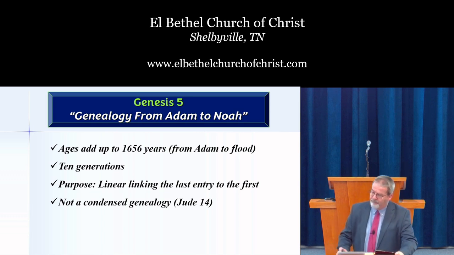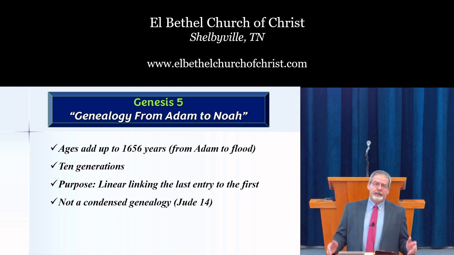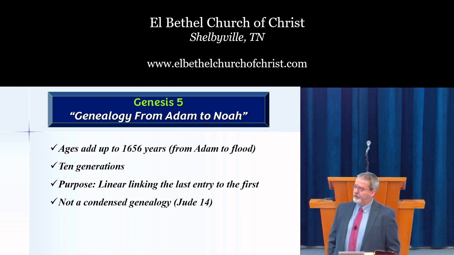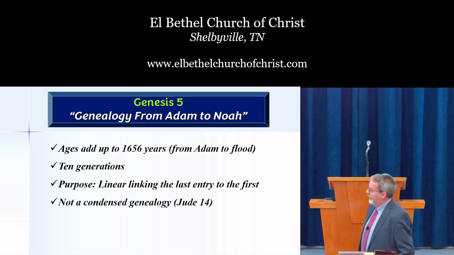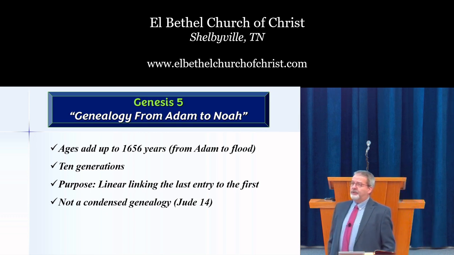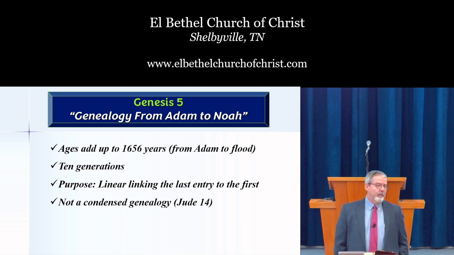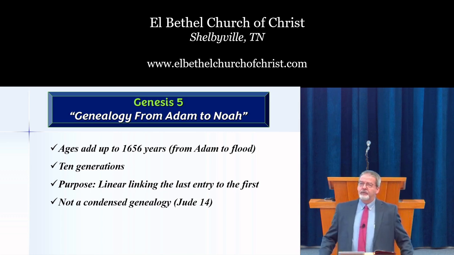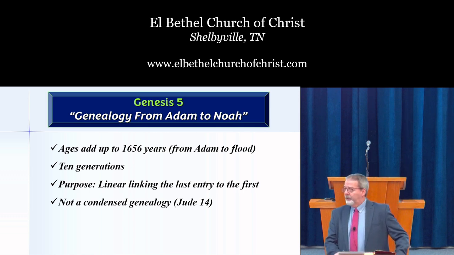Let's go to Genesis 5. I don't have an outline of Genesis 5 because it is a genealogy, and so I want to say several things about this genealogy. We're not going to read through every word of this. Hopefully you have read through Genesis 5. It's a very important chapter, though it's difficult at times to read because of the names, perhaps. The ages add up to 1656 years from Adam to the flood, and we'll say more in a moment about how we arrive at that. It deals with 10 generations that are literal generations, as we're going to see from Jude in just a second.